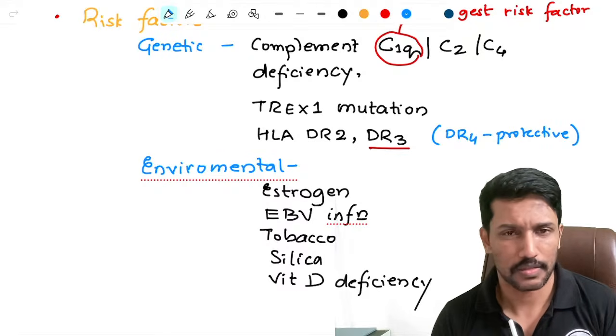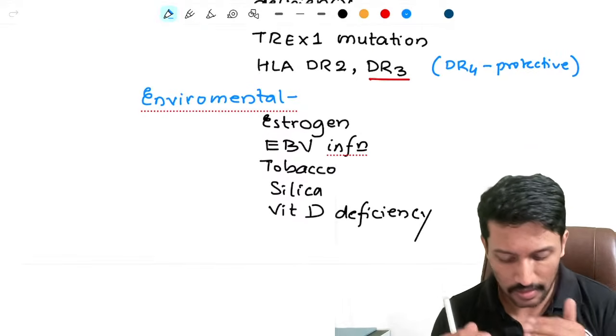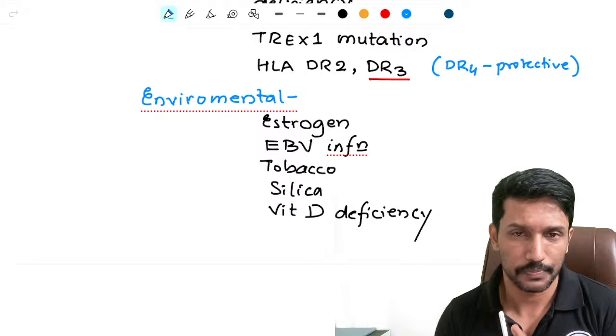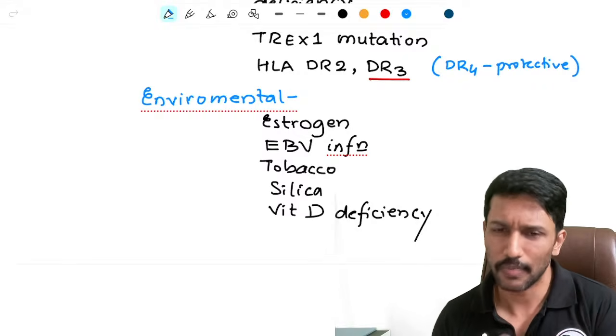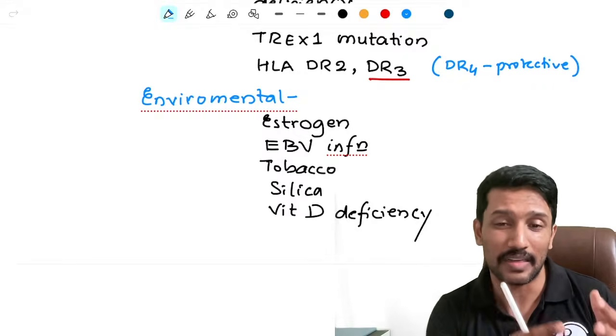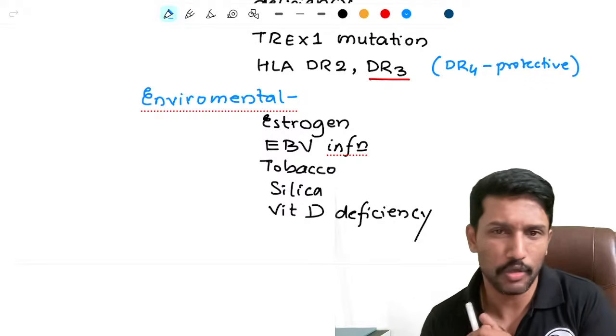These are genetic factors. Then risk factors can also be considered under the heading of environmental factors. Females, of course, if you're talking about females at increased risk, female hormones will come into picture.